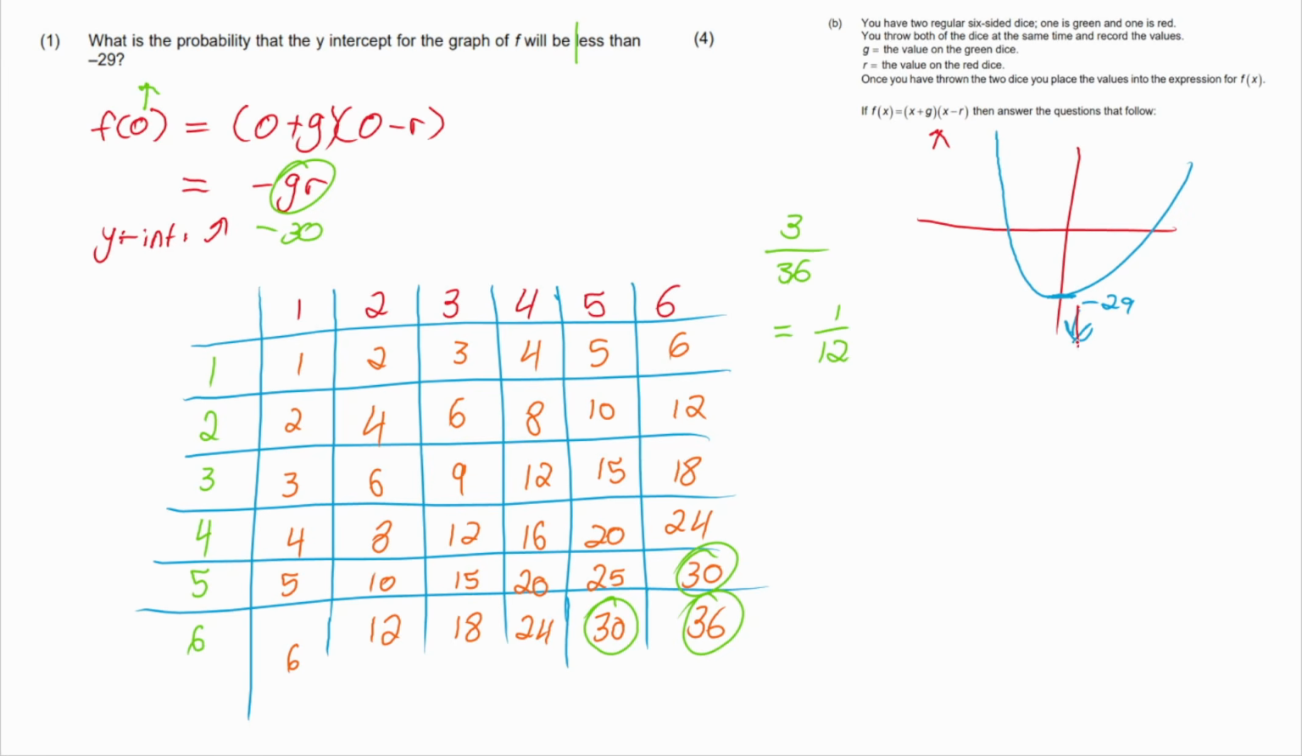So we need to look at the numbers. Essentially you're looking for products that are bigger than 29, which are 30, 30, and 36. So 3 out of the 36. This is our probability, either one of these, because again it's less than negative 29. That one was a bit tricky.